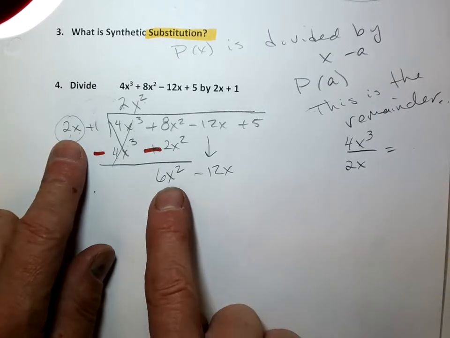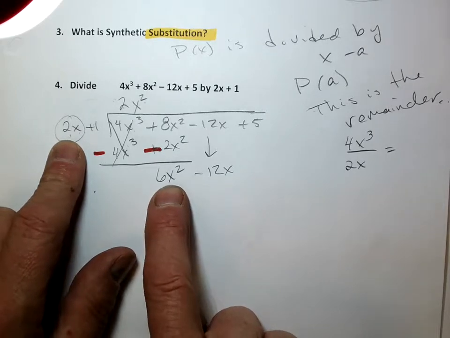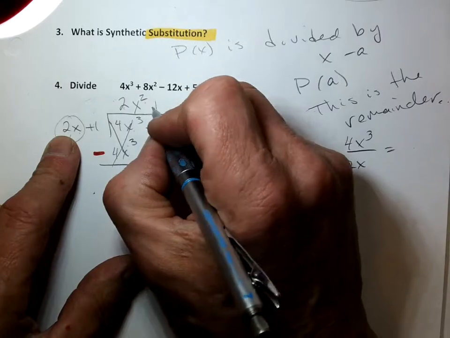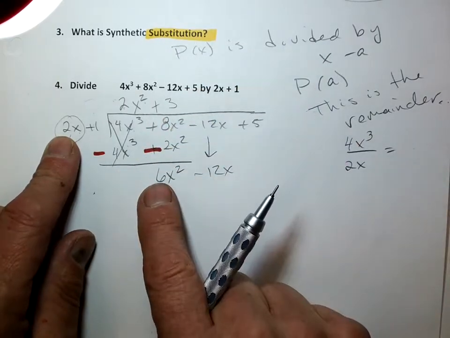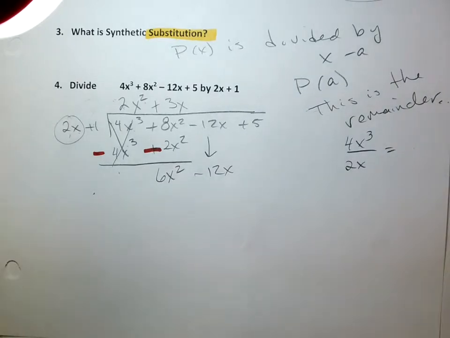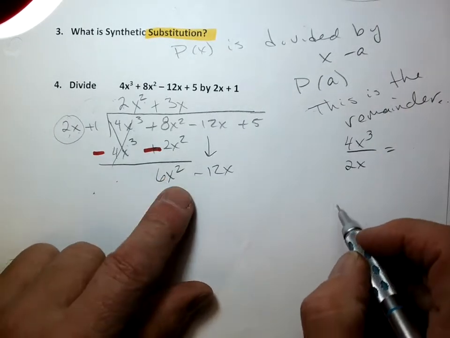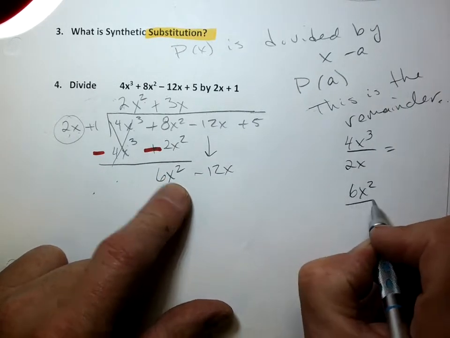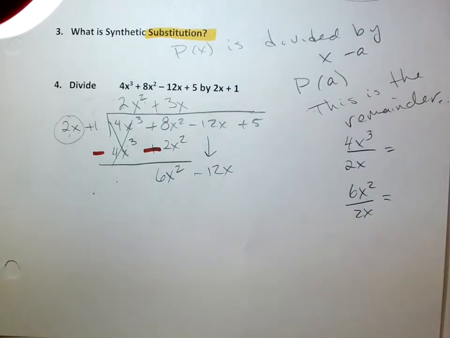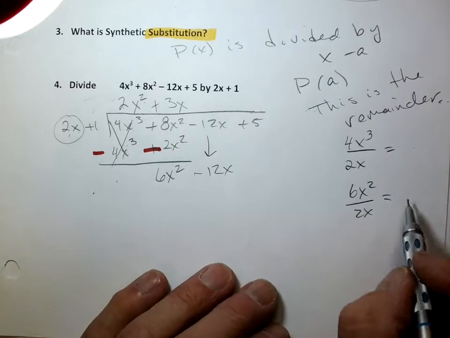Then we'll do the same thing. 2x goes into 6x squared how many times? I know 2 goes into 6 three times, and x goes into x squared x times. Again, if you have a hard time, do a little mini division on the side: 6x squared divided by 2x. You can see that's going to be 3x.